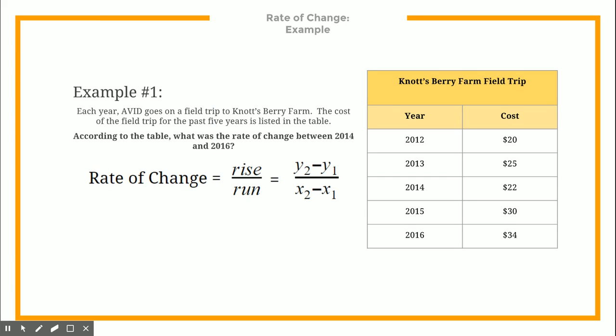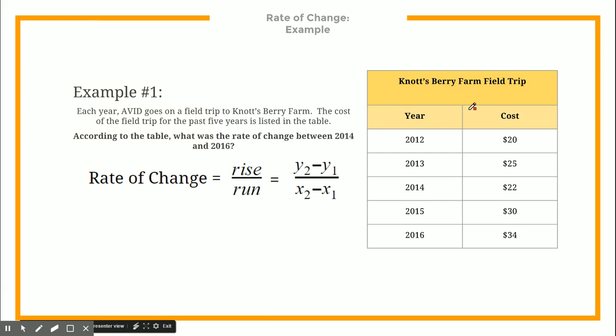Now let's look at a couple rate of change problems. In this problem it says, each year Avid goes on a field trip to Knott's Berry Farm. The cost of the field trip for the past 5 years is listed in the table. According to the table, what was the rate of change between 2014 and 2016?